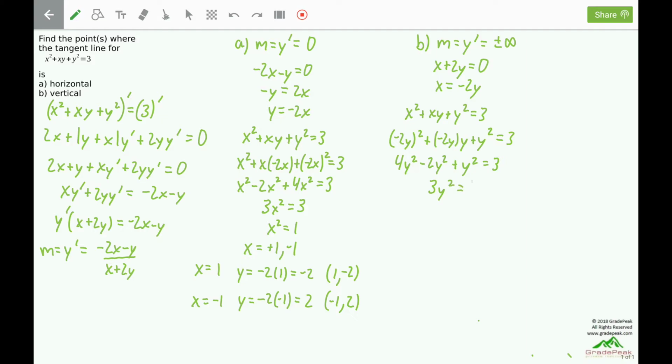y squared equals 3. We can divide both sides by 3. y squared equals 1. And therefore, take the square root of both sides. Don't forget the plus or minus. y can be a positive 1 or a negative 1.